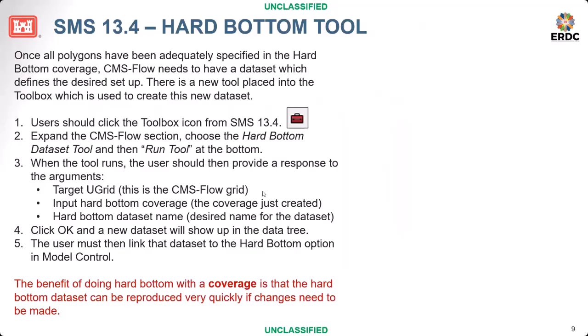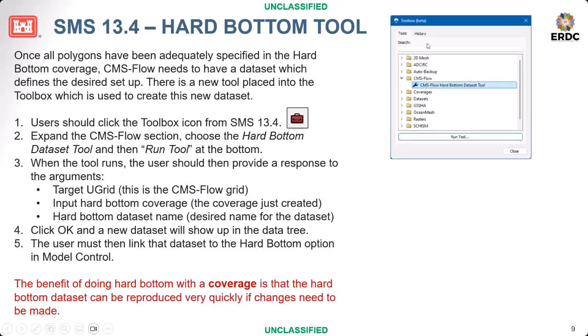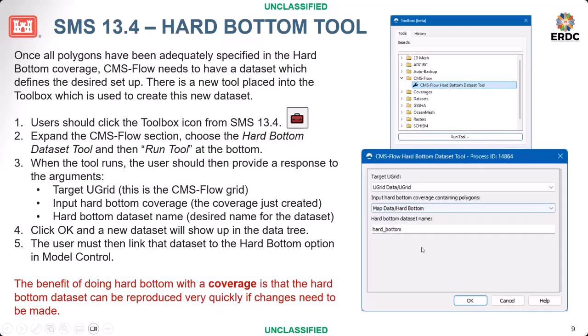Once those are all set, then the user would come in and use this other tool. There's this new toolbox that has been implemented, I think, since 13.3. If the user clicks this icon, it pulls up a toolbox, and it's got a lot of different tools for different models and different capabilities. And there's now one in there for CMS-Flow. So they would just open up that CMS-Flow option, click this hard bottom dataset tool, and then run that tool, which will pull up a page and ask for bits of information.